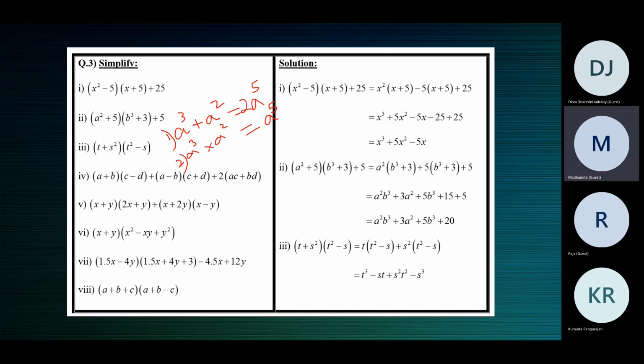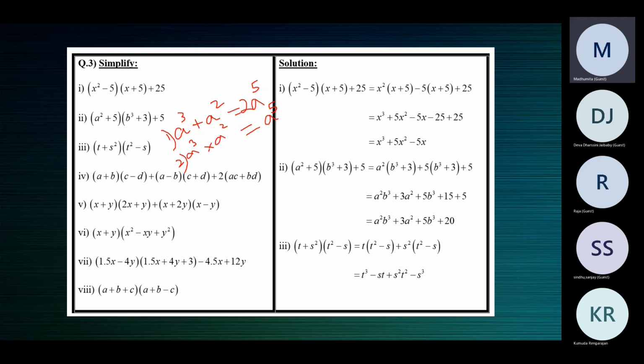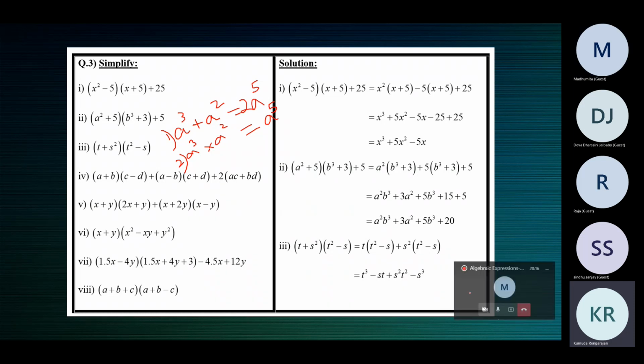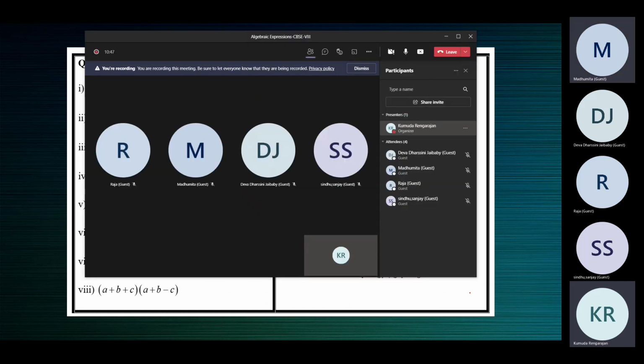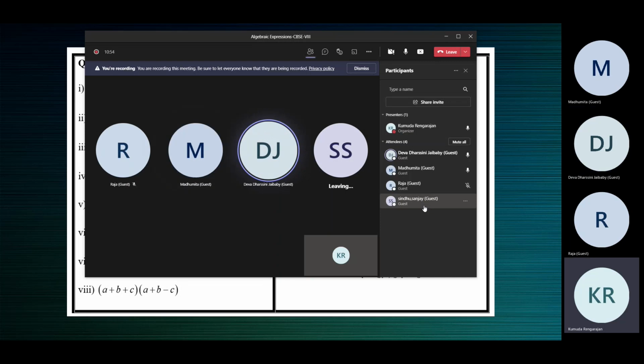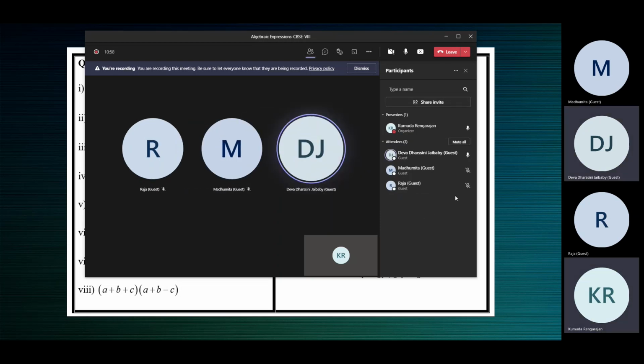Excuse me, ma'am. It's only Devadarshini, Raja, and me in the meeting. Oh, really? I thought I saw these two children, Sindhu and Sanjay. Yes, ma'am. I think they just joined. No, they've been here for some time, I saw them at the beginning of the meeting. Ma'am, they are leaving. They have some issue probably. Okay, fine. All right.